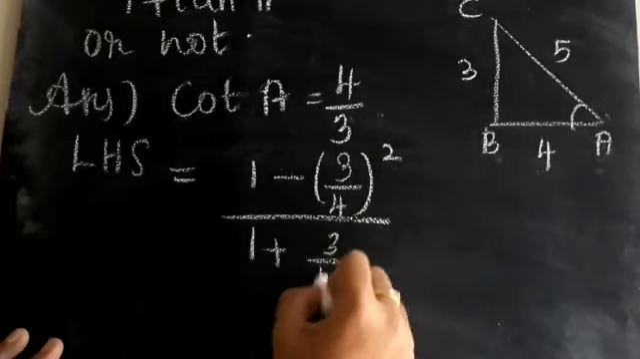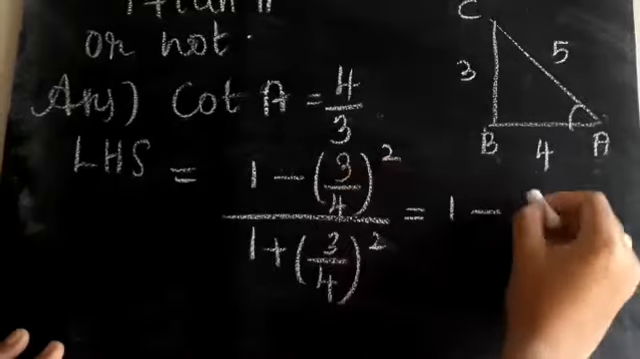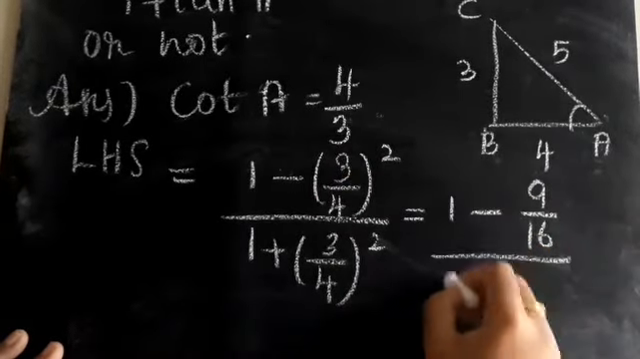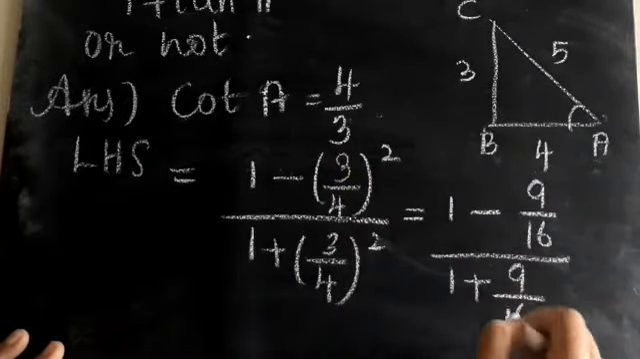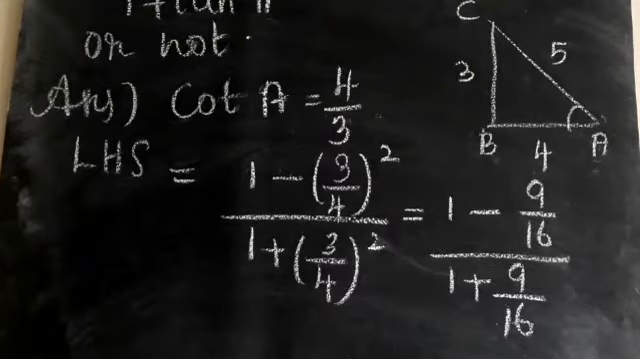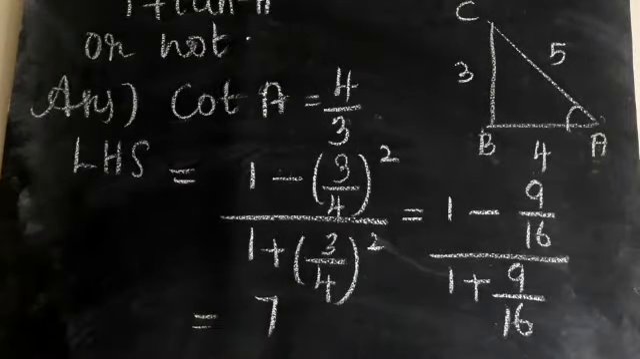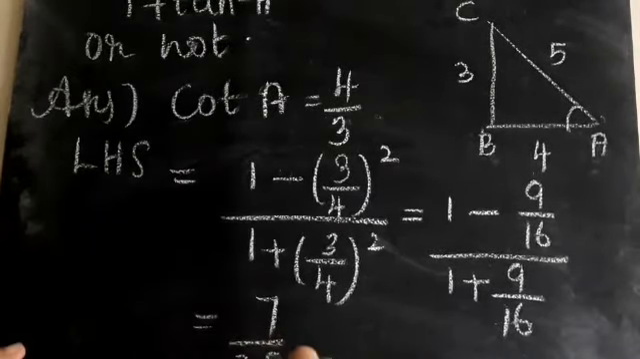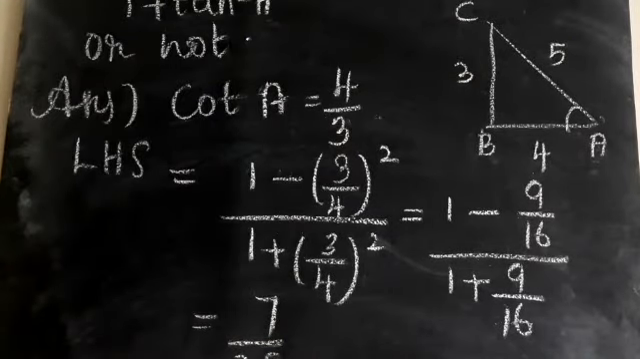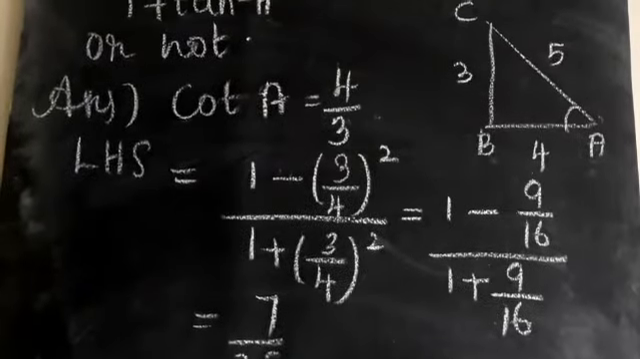What is that? 1 plus 3 by 4 whole square. So that is equal to 1 minus 9 by 16 divided by 1 plus 9 by 16. Now you calculate. If you calculate, it becomes 16 minus 9 divided by 16 plus 9. 16 minus 9, what is that? That is 7. 7 by 25 is the answer. So this is our LHS. LHS is equal to 7 by 25.